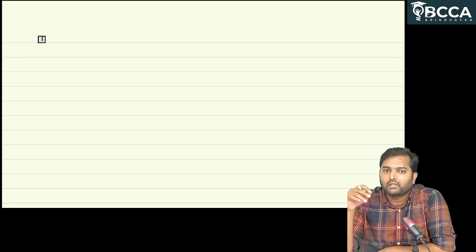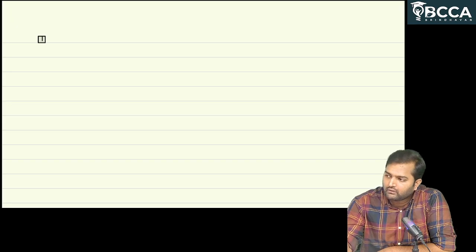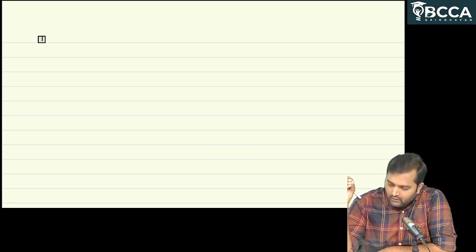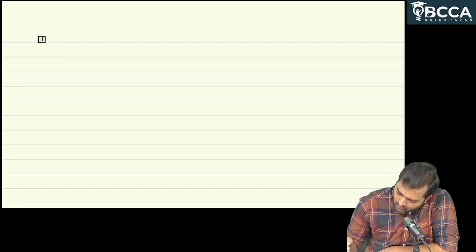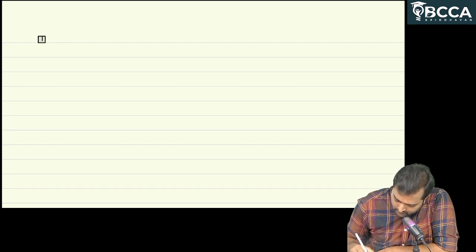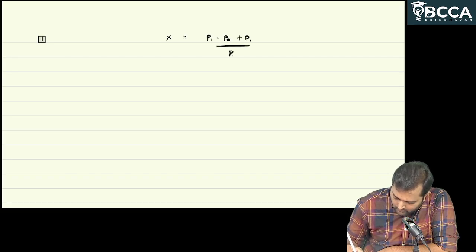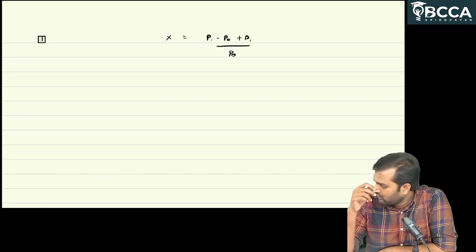That's why in this chapter, first we have learned how to find out the return and risk of a security, and then we have learned how to find out the return and risk of a portfolio. First, we have learned how to find out return. X is equal to P1 minus P0 plus D1 divided by P0.